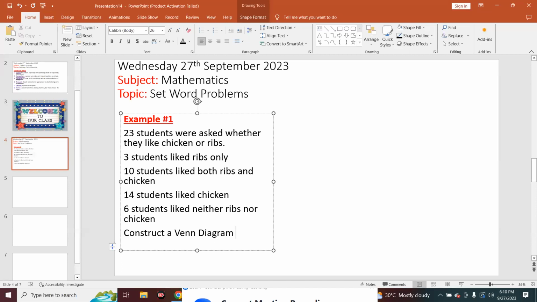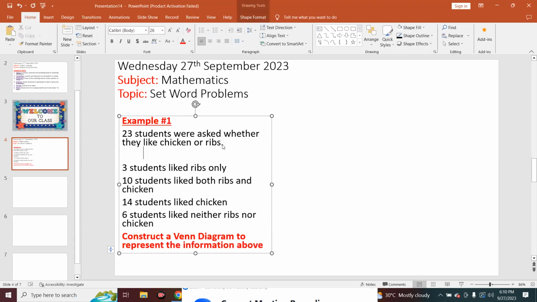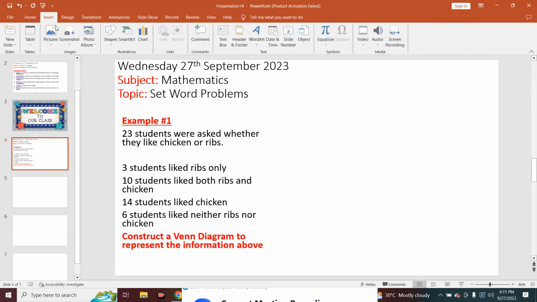Construct a Venn diagram to represent the information above. So this is the instructions. We need to construct a Venn diagram to represent this information. So how are we going to represent this information? We know that 3 students like ribs only. So we're going to have a Venn diagram with 2 circles. One is going to be called chicken. Another one is going to be for ribs.